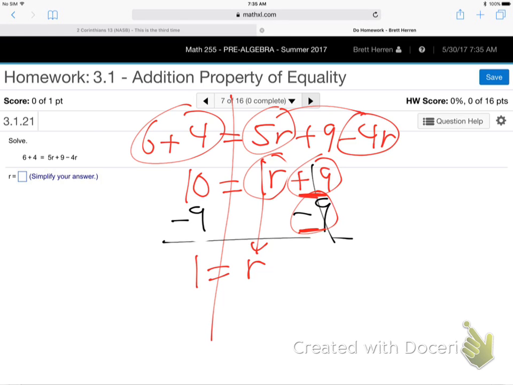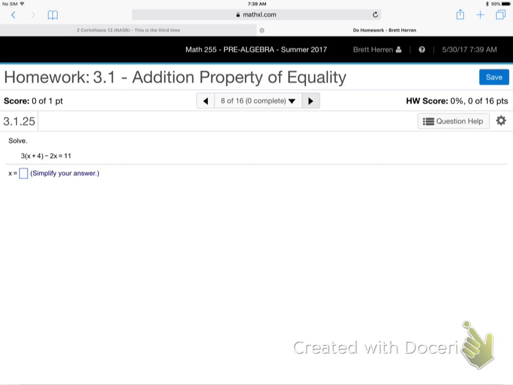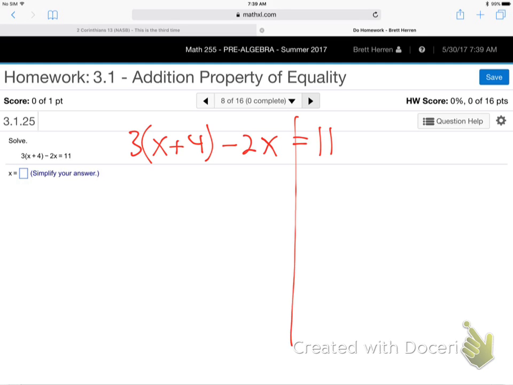Good? Does that make sense? We all good there? All right, so r is 1. So we have 3x plus 4 minus 2x is 11. And here's the wall. All right, so go ahead. You know what to do.